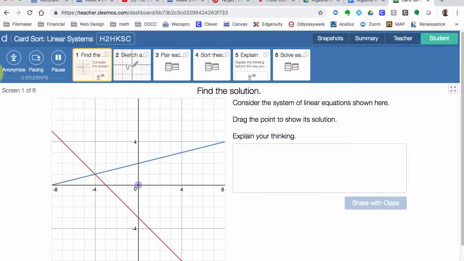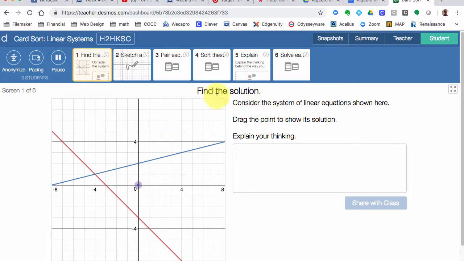Here's a quick video for week 4 Desmos activity in my Algebra 2A class. We're going to be working on card sort linear systems. And the whole idea is I want you to explore, again, working with linear systems, equations, graphs, tables, and just understanding how they all relate together. So here we go. I'm going to go over a couple examples here, get you started.